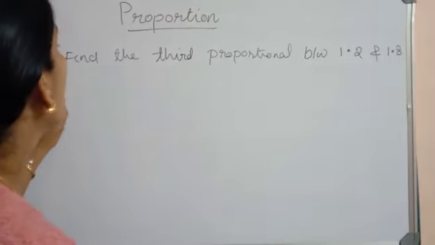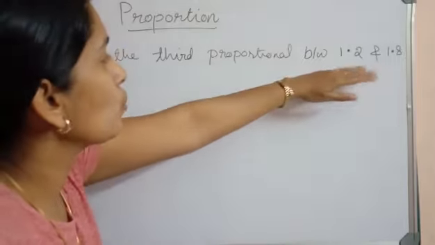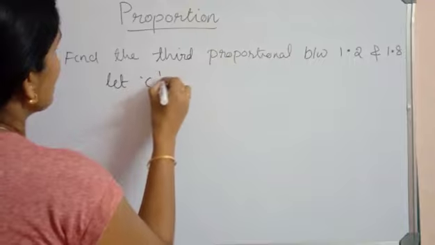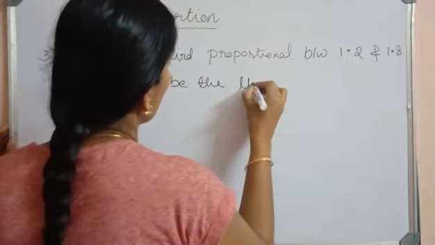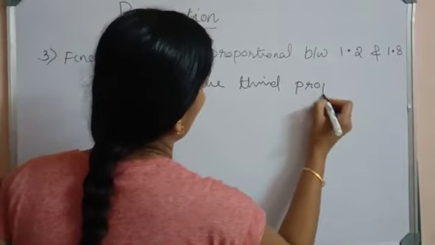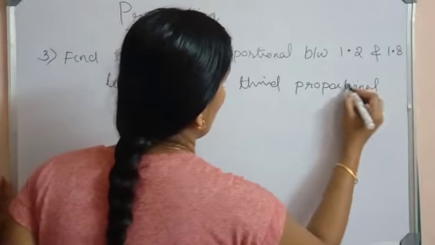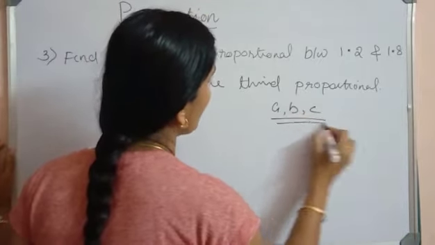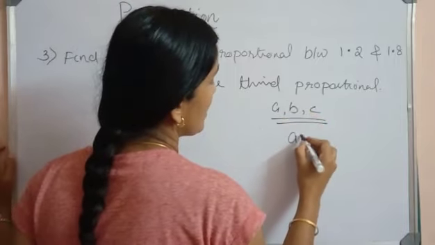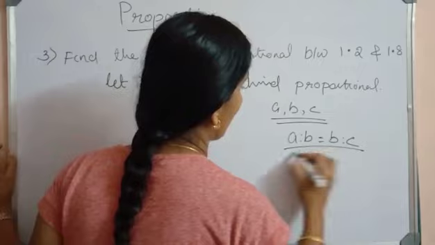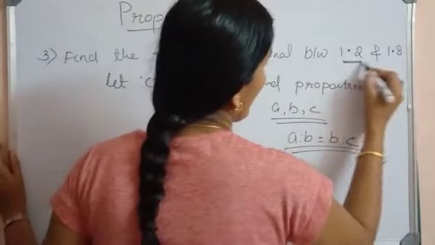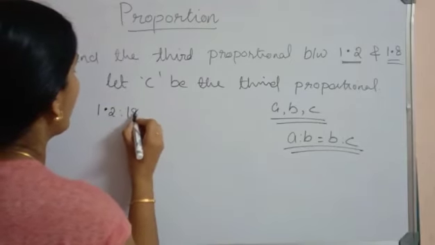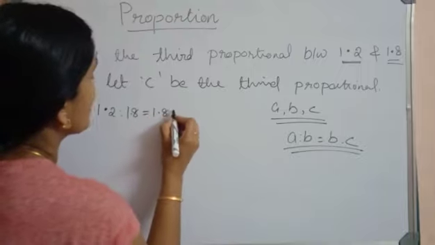Look at the next question. Find the third proportional between 1.2 and 1.8. Here, let's consider, let C be the third proportional. If A, B, C are the three terms, when C is the third proportional, we can write this as A is to B is equal to B is to C. So in the same way, consider this as A and this as B. We can write this as 1.2 is to 1.8 is equal to 1.8 is to C.